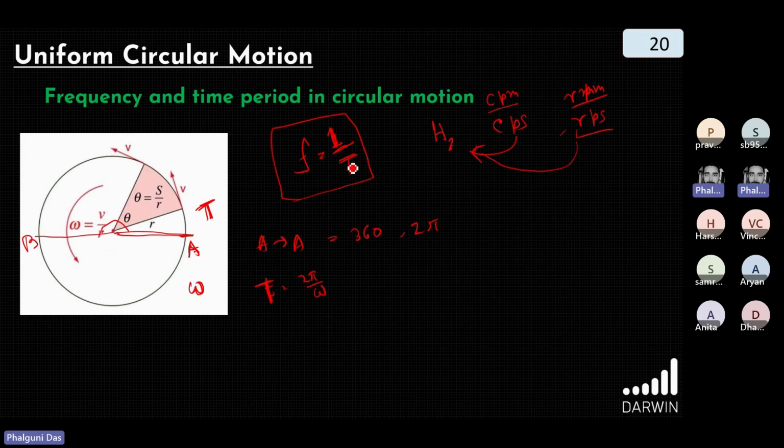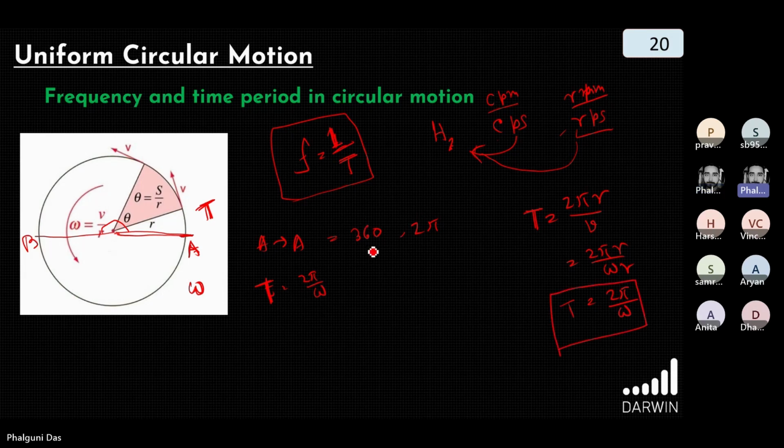We can take it another way. To cover the whole perimeter, how much linear distance is it covering from A to A? 2 pi r, right? The speed is v. So 2 pi r by v is the time period. We can write v as omega r. We found previously that v is equal to omega r. So this relation also tells us that T is equal to 2 pi by omega. So time period has two forms: 2 pi r by v, as well as 2 pi by omega.